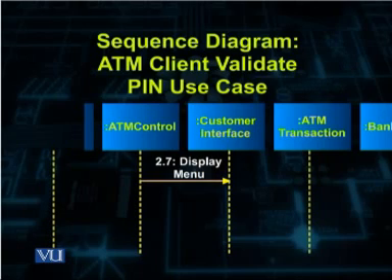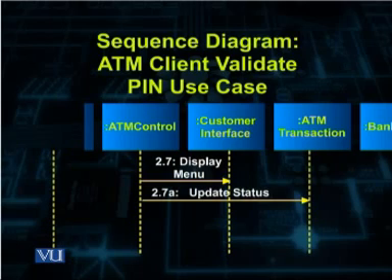The next message that is sent by the ATM control object is to the ATM transaction. The title given to that message is update status. What type of status can be sent? What type of update can be done in the ATM transaction? The very obvious status that can change is that this transaction has a valid card and a valid PIN.